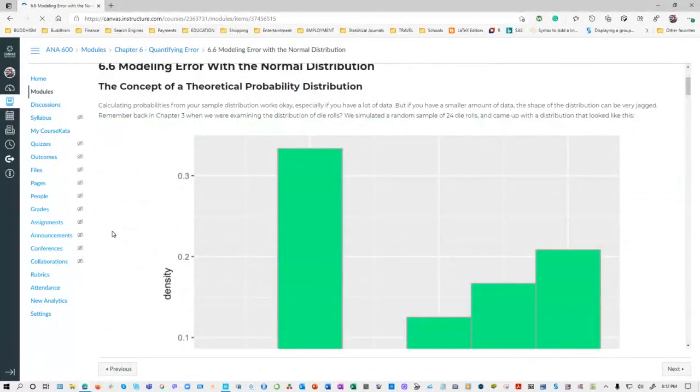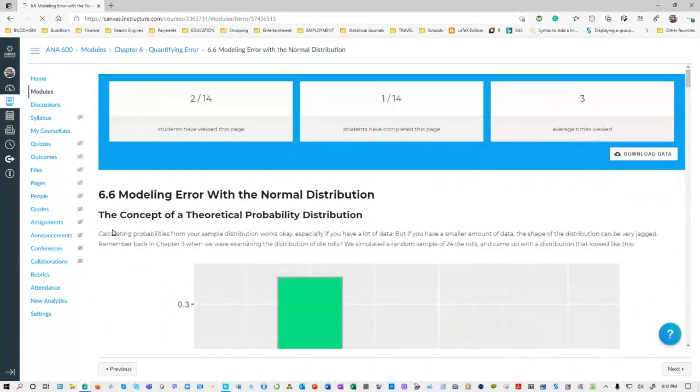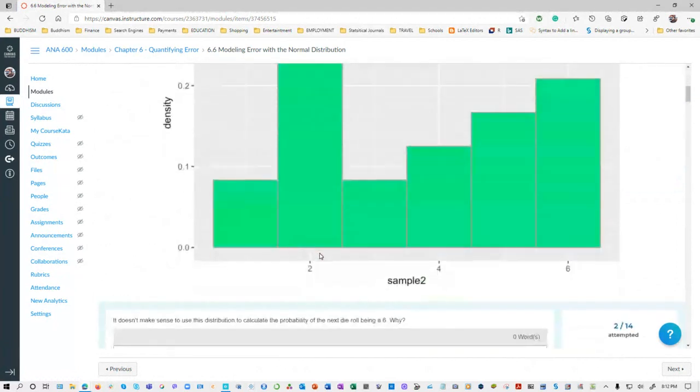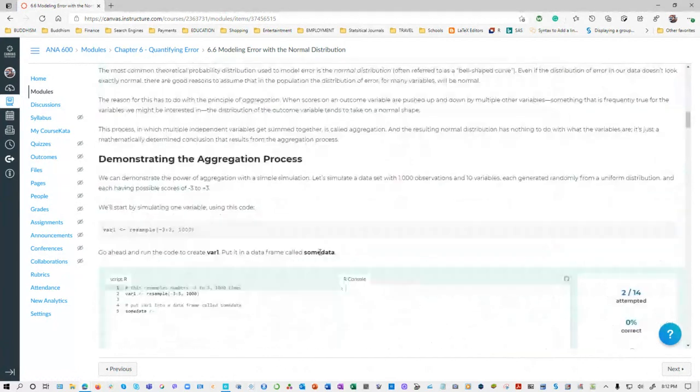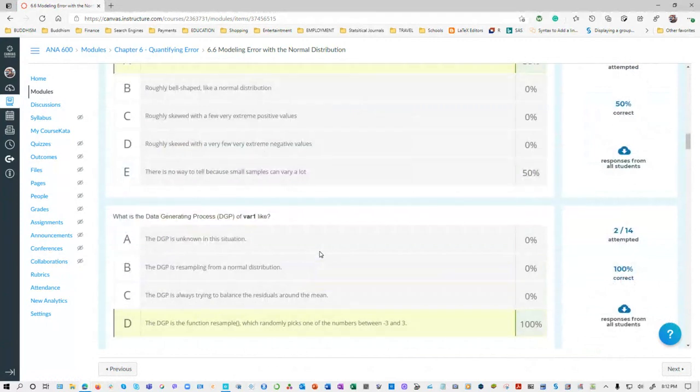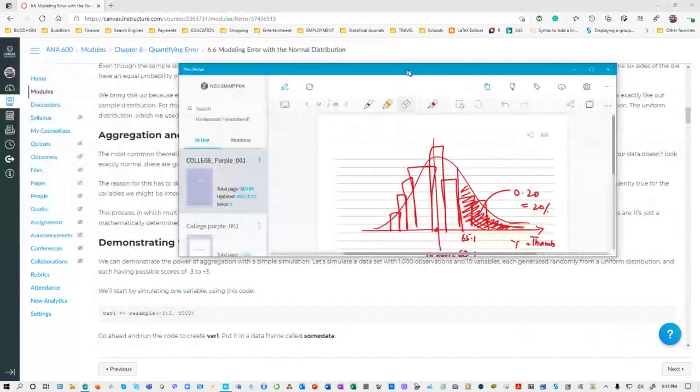Now what we're going to do, instead of working with this one, they jump into something called the normal distribution. This is a very theoretical probability distribution. They believe that the distribution is coming from the error distribution. This is what I'm talking about. I'll explain this one.